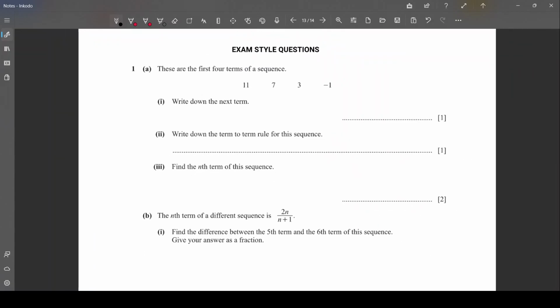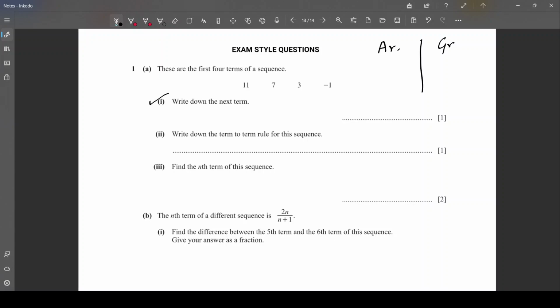So here the question says these are the first four terms of the sequence, and we have to find out the next term. You know that there are two types of sequence. One is arithmetic sequence, the other is geometric sequence. The sequence which has a common difference, positive or negative, is called an arithmetic sequence. And the sequence which has a common ratio of multiplication or division is called a geometric sequence.